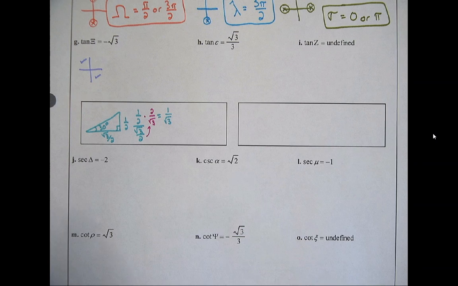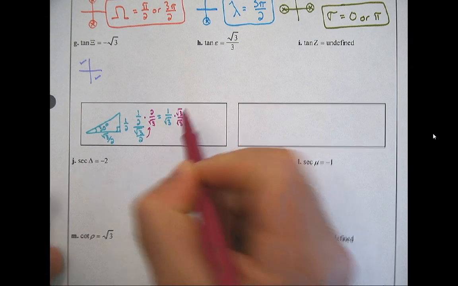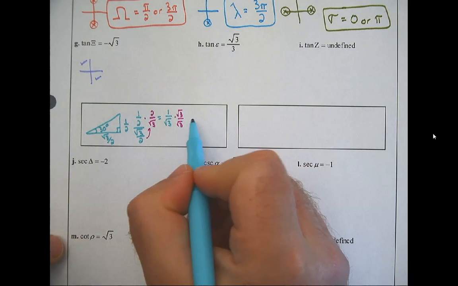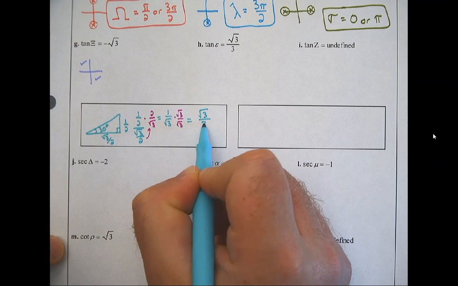What's wrong with having a root 3 on the bottom? Well, you can't, so I'm going to times it by root 3 over root 3. 1 times root 3 is root 3. Root 3 times root 3 is 3.